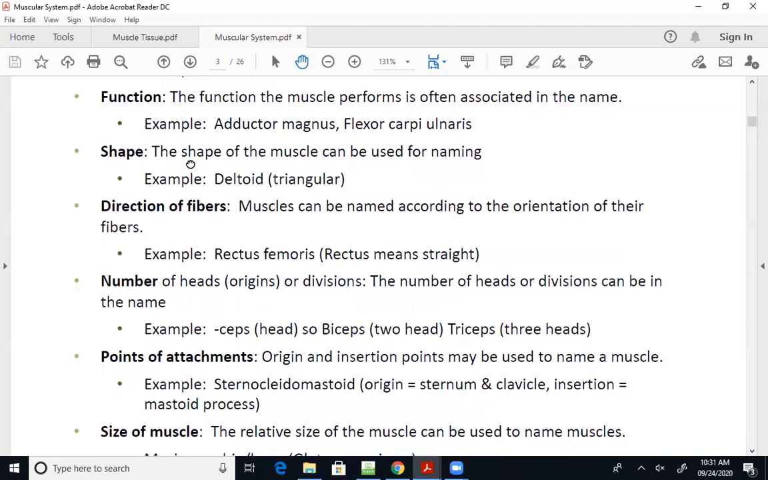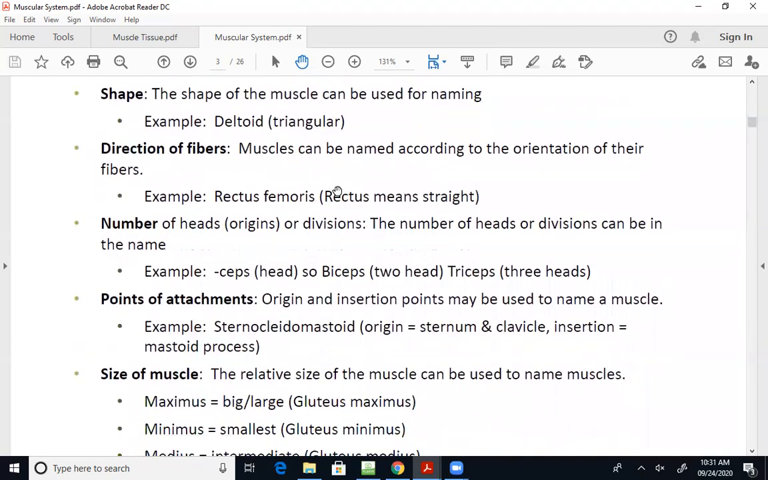Function, basically what the muscle's doing, can be used in the name, like the adductor magnus, which is a big muscle that adducts your thigh, so it helps you spread your legs. Flexor carpi ulnaris, if you break that set of words down, will tell you that it is a flexor of your, what is carpi going to refer to? What are your carpals? Wrist. And then I bet you can figure out what bone it's near. Your ulna. So this is a wrist flexor that runs along your ulna.